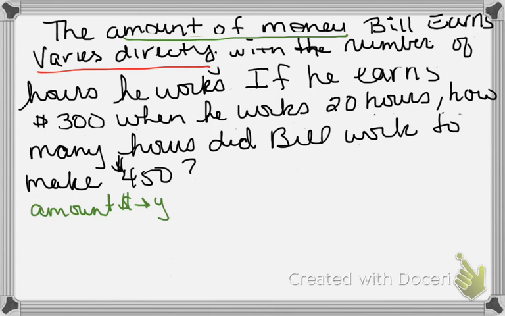X value. And so with the number of hours he worked, hours would be my X value. Remember what I said, whenever you see varies directly, that means you're going to use the K. So K equals Y over X. Let's read the question and see how it goes.